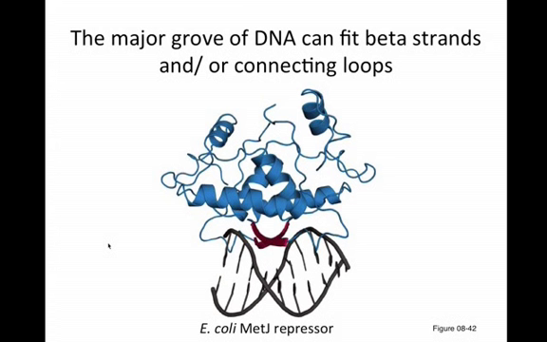The major groove of DNA can fit beta strands or connecting loops. So it's not just helices. I've shown you a lot of helices that sit in the major groove. You can also sometimes have some beta strands that will sit in there, or some loops. Usually these flexible loops will connect helices or beta sheets, and sometimes those will stick in or form contacts with the DNA.